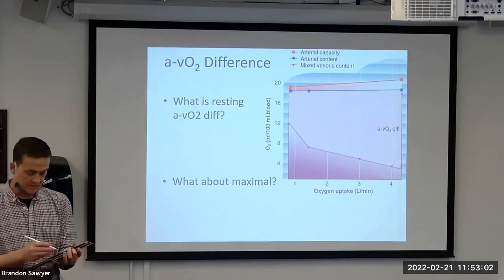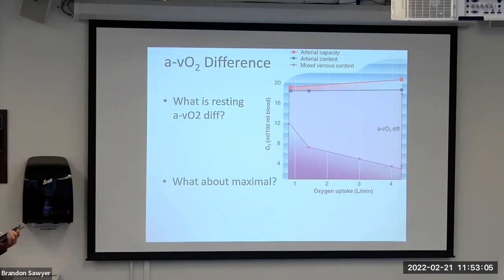So when we look at this, as you can see, the mixed venous content is this kind of purple graph, right? And then the one that we really want to look at is the arterial content, not the capacity, so the blue one, okay? So if we want to calculate this A minus VO2, what would our A be there? For resting, what would the arterial content be, and then what would the venous content be for resting, just by looking at the graph there? Maybe somebody raise their hand.